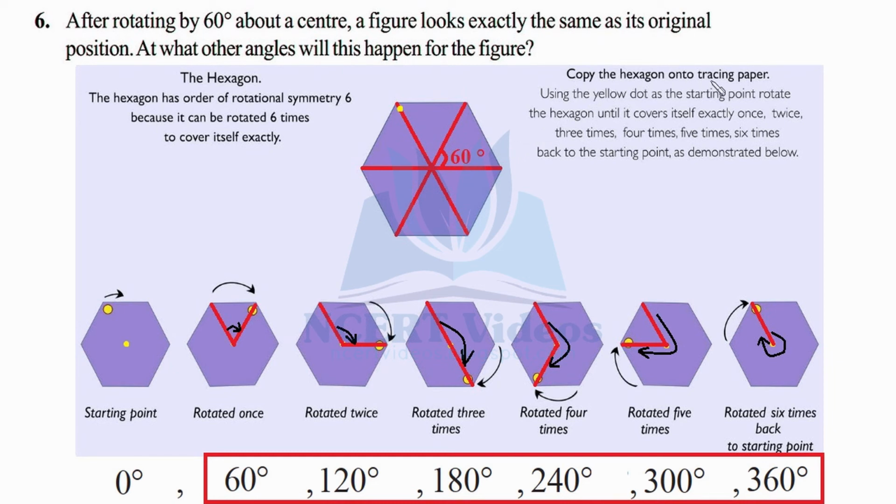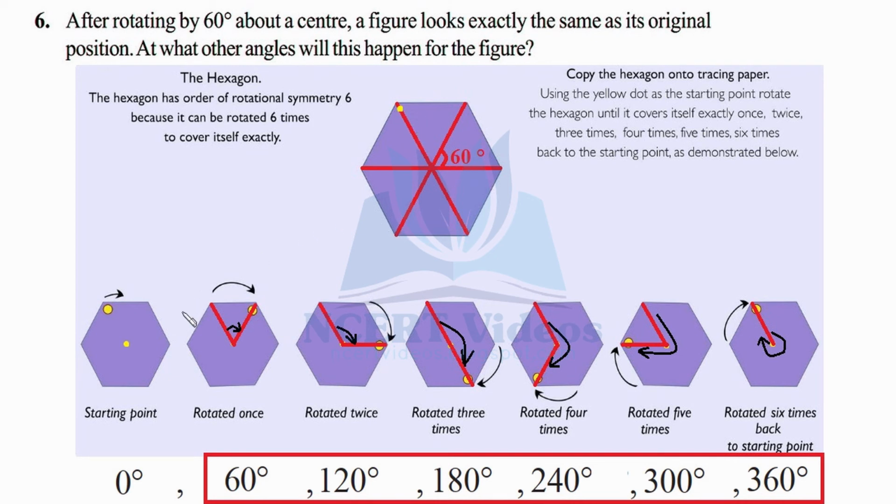We will copy the hexagon onto a tracing paper, and we will put a yellow dot or any colored dot for that matter. Using the yellow dot as the starting point, we will rotate the hexagon until it covers itself exactly. So first of all, you will make this hexagon on a paper, and you will make another hexagon and put a pin here, and you will rotate it until we make a complete circle, that is 360 degrees, and we will see the number of times that the above hexagon matches perfectly on this hexagon.